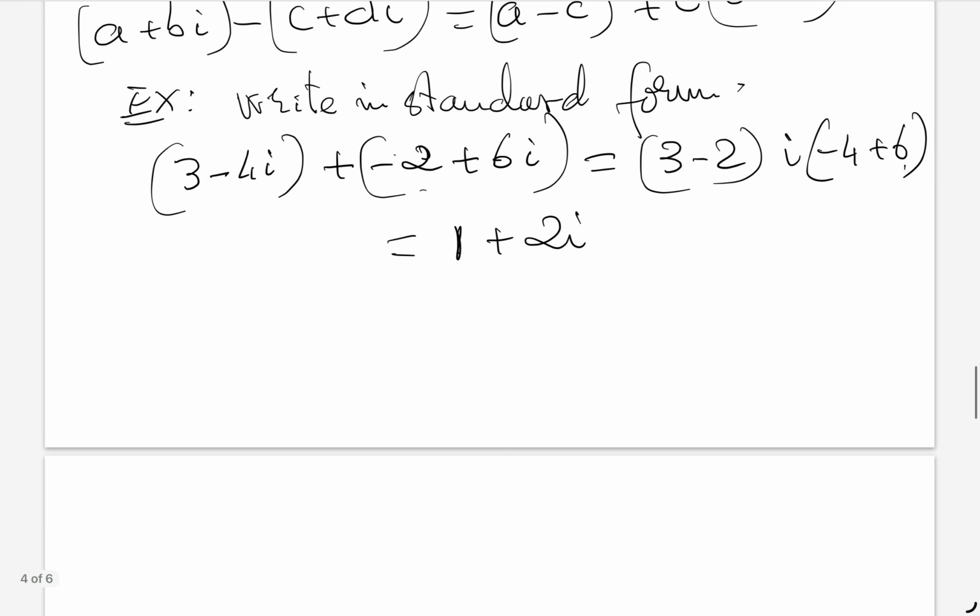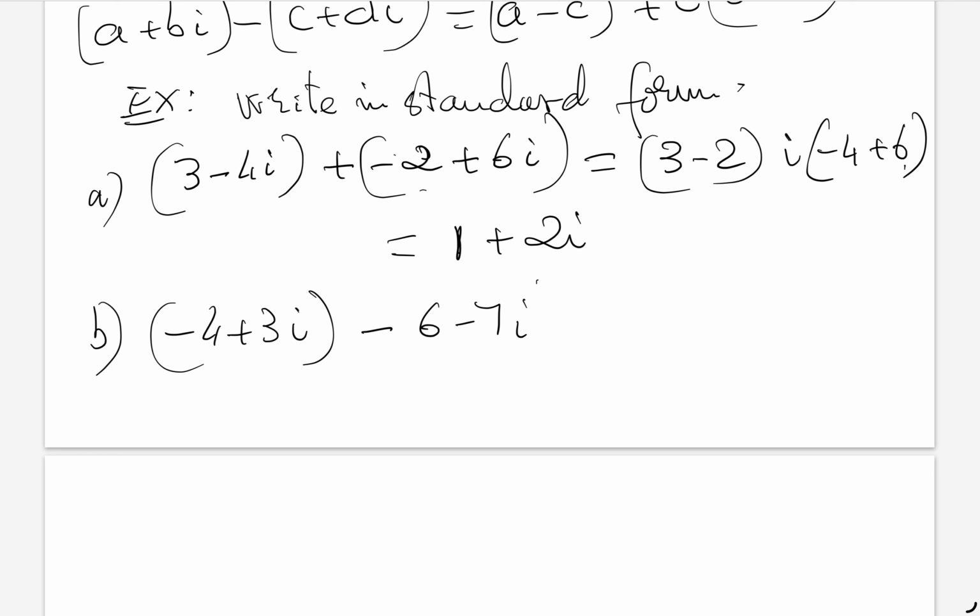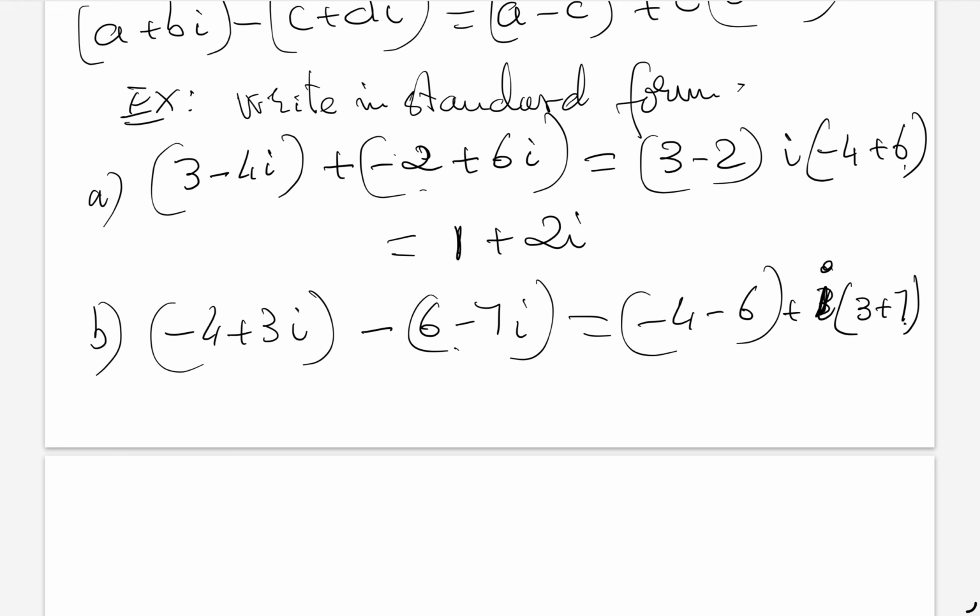Another example. So this one, let's call it A, and this one, let's call it B. If you have negative 4 plus 3i, for example, and you have negative 6 minus 7i. So you subtract, negative 4 minus 6 first, and then plus 3. You can write down the i first if you want. 3 plus 7. Here you have to be very careful. Why do I have positive here? Because negative times negative is positive.